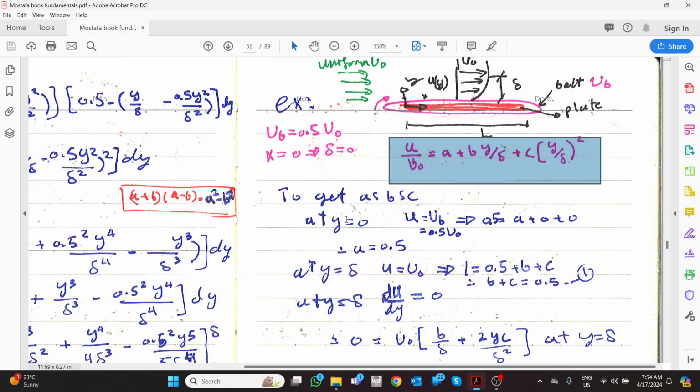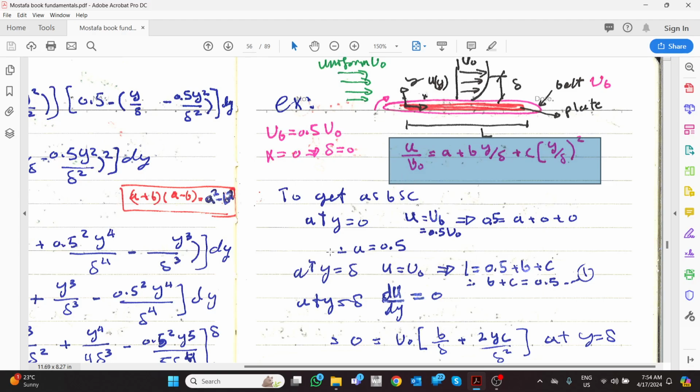So you know at y equals 0, u equals ub, which is equal to half u naught, because the velocity here is not 0, it is a number, ub. Then you can plug in the numbers, and you will get a equals this number. Okay, at y equals delta, anywhere, you know that u equals u naught. So plug in the numbers, so b plus c equals half.